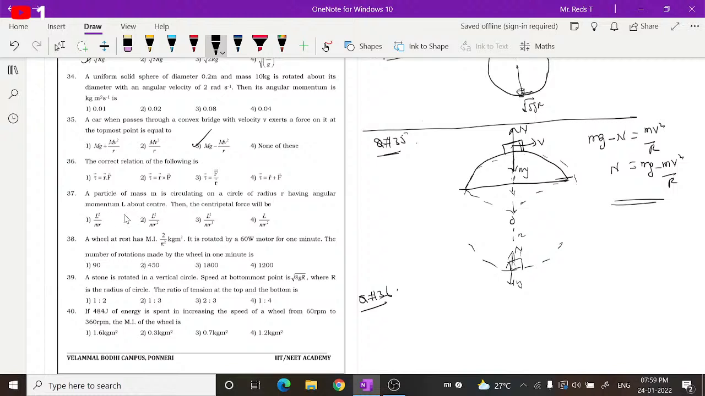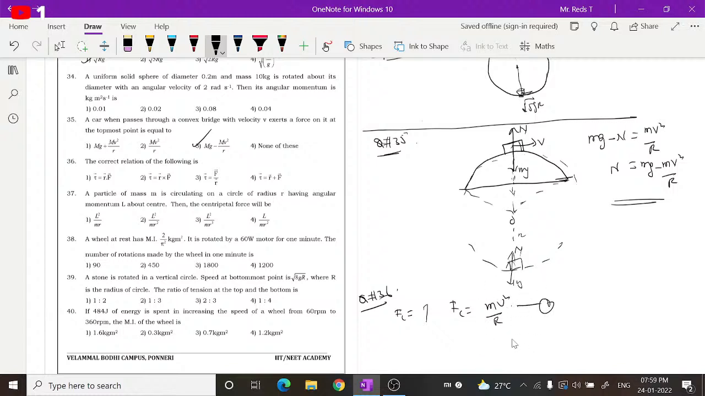What is given here? A particle of mass m is circulating in a circle of radius r and having angular momentum L. So how to relate centripetal force and angular momentum? You just need to have an idea about it. What is the centripetal force? We know centripetal force is equal to mv square by r. How to relate this with angular momentum?